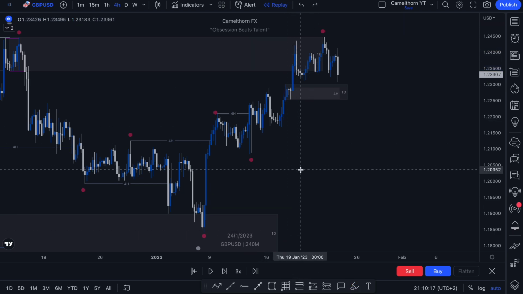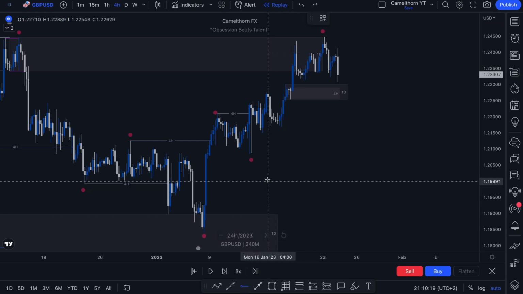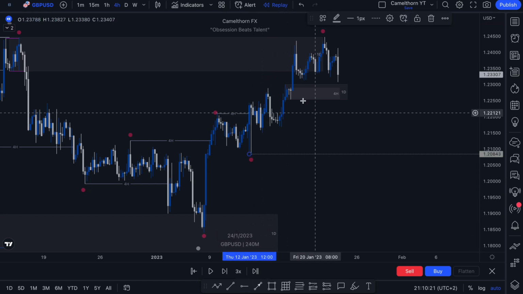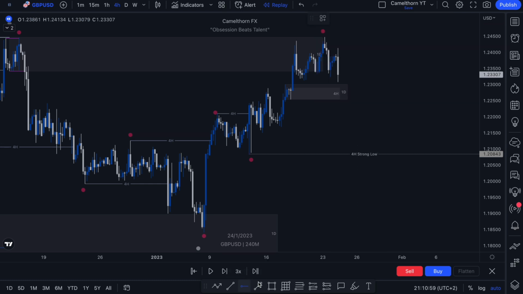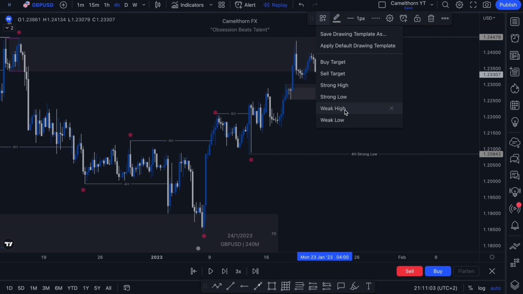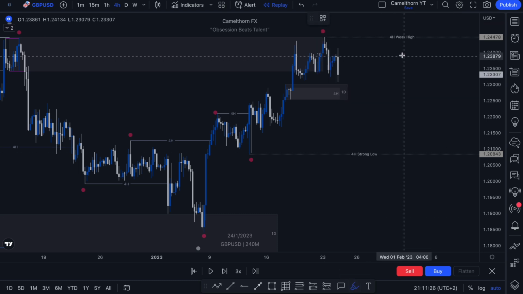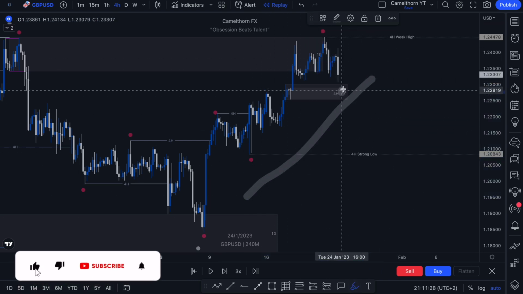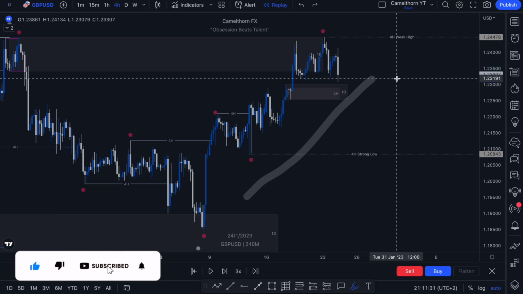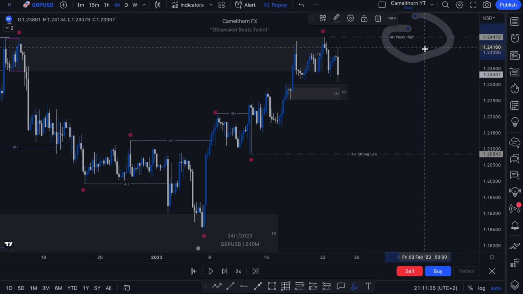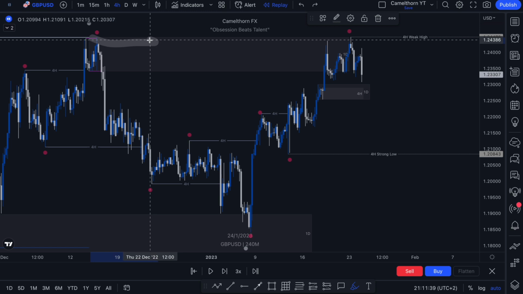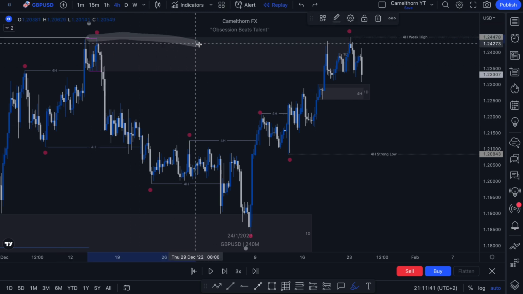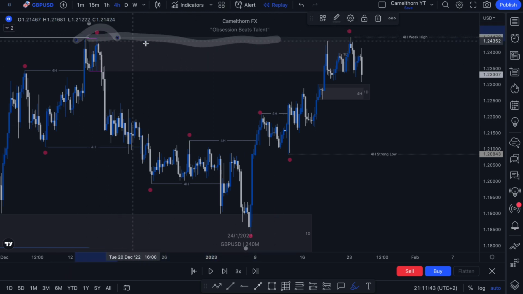So what we then can do, we can then mark out our 4-hour strong low down here, as well as our 4-hour weak high, which sits up here. Now, as you guys can see, our 4-hour external structure is in line with our daily external structure. My 4-hour weak high sits at the exact same point as my daily weak high. Remember, my daily weak high starts essentially at this point in here, right?